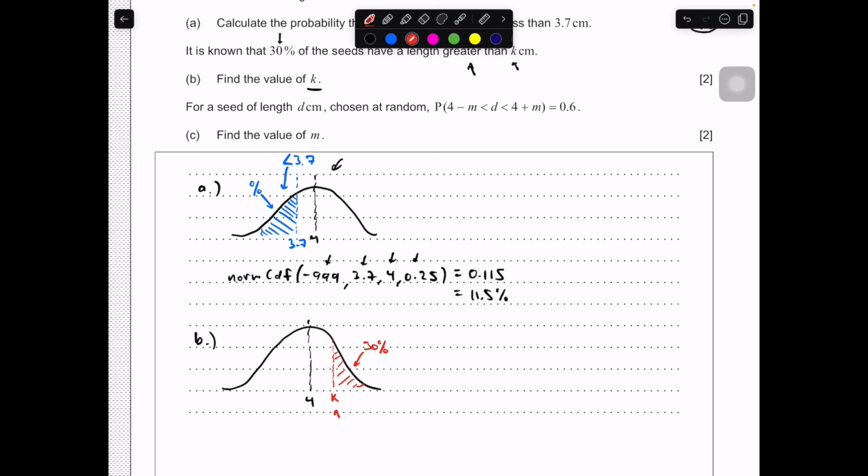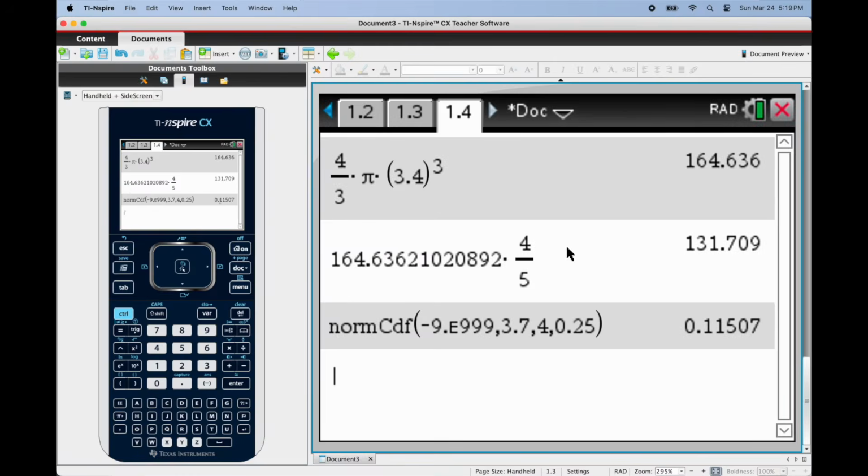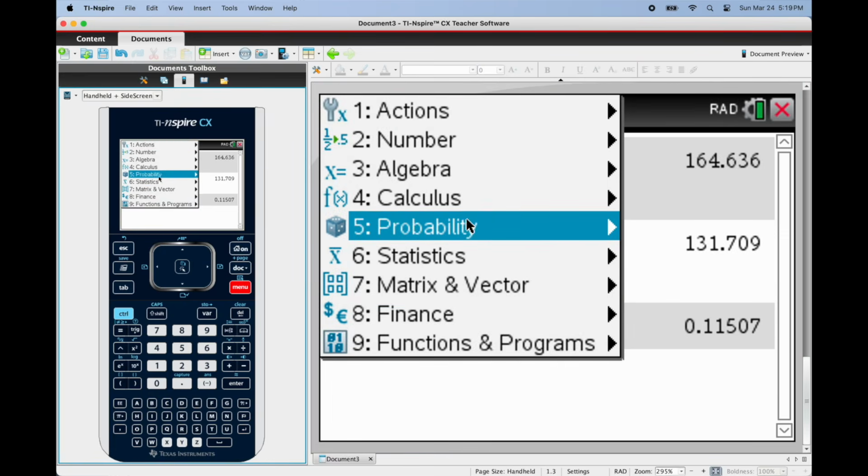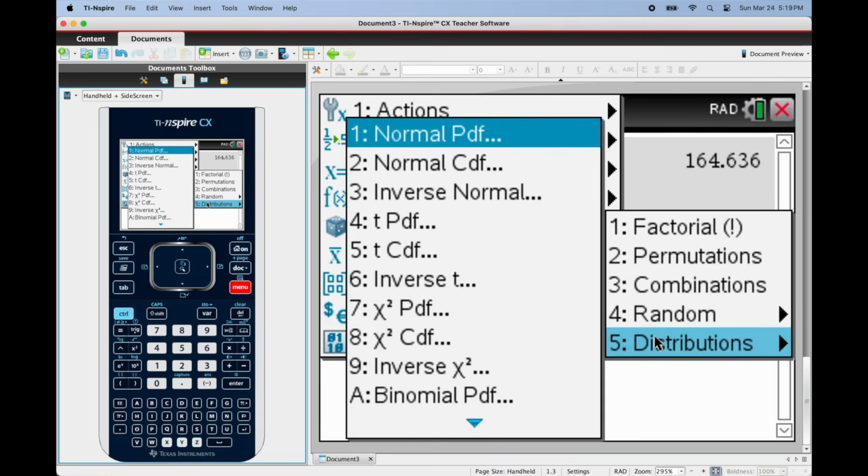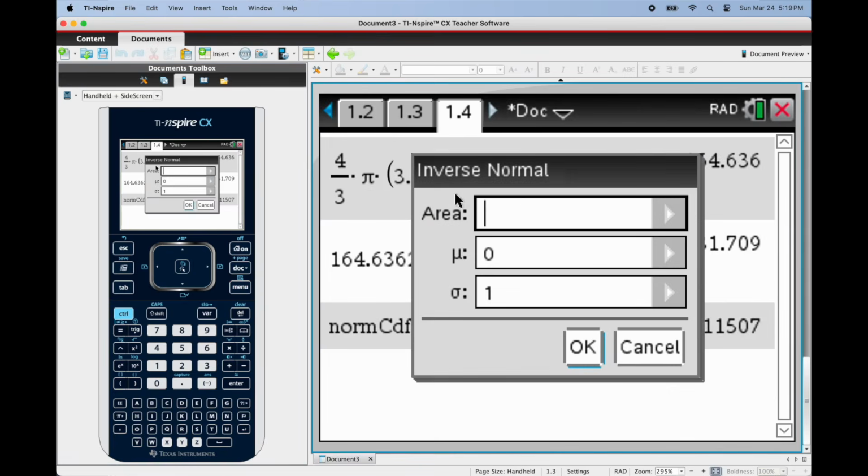In the first question, we had a cutoff point and we wanted to find the area. That was our normCDF. Here we have the area, but we need to find the cutoff point. So if this is normal, we're going to use inverse normal here. Let's go to the calculator screen and work this out. Menu, probability, distributions, and in this case we're going to go inverse normal.